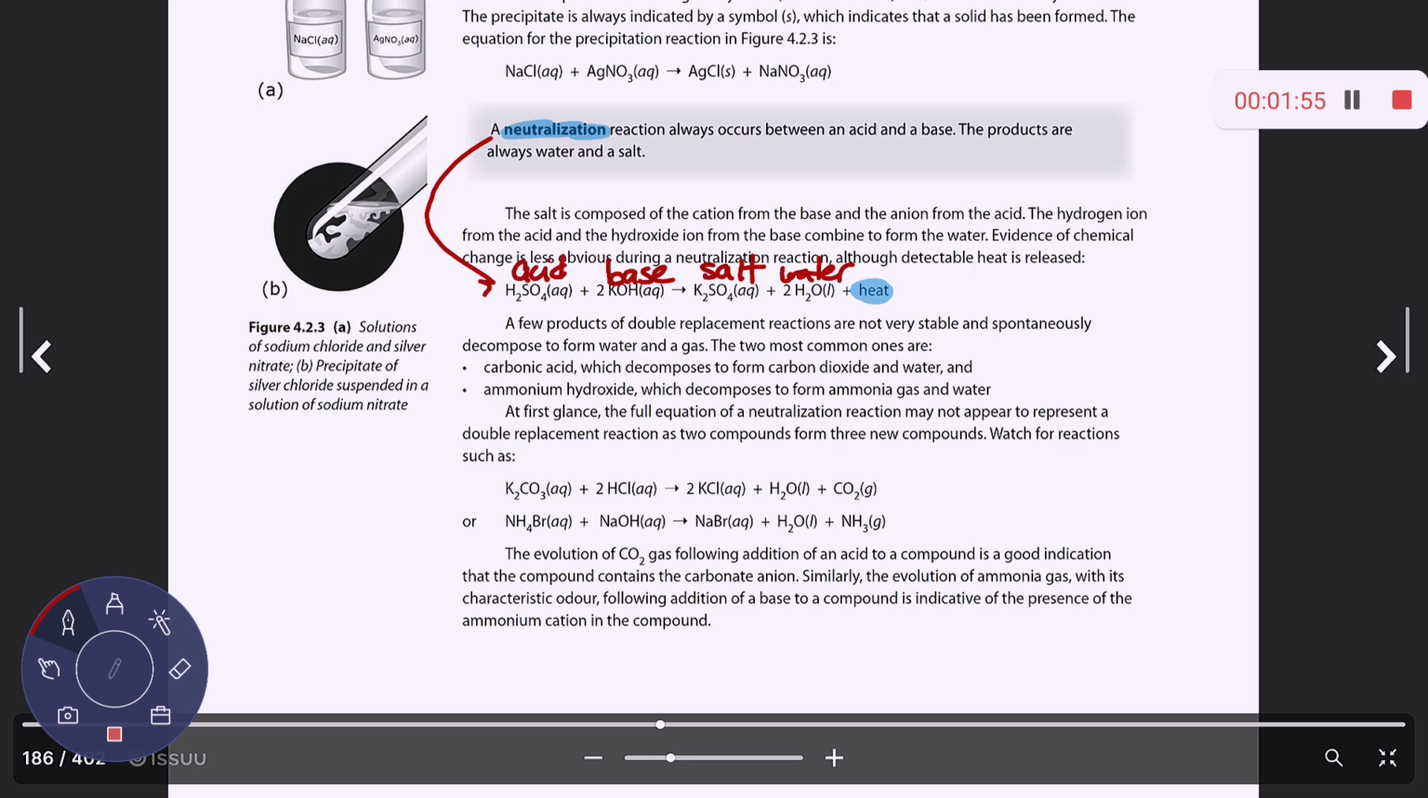Okay? Now, sometimes you're going to form an unstable product during a double replacement reaction. It is very important that you know what is unstable. So, the products that are not very stable and spontaneously decompose into water and a gas, the most common ones that you should know would be carbonic acid, which you guys saw in the lab. Carbonic acid is H2CO3. It is so unstable that it decomposes immediately into carbon dioxide and water. Ammonium hydroxide, which is NH4OH, also decomposes into ammonia gas and water.